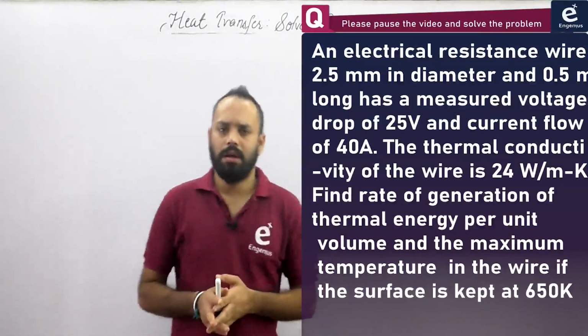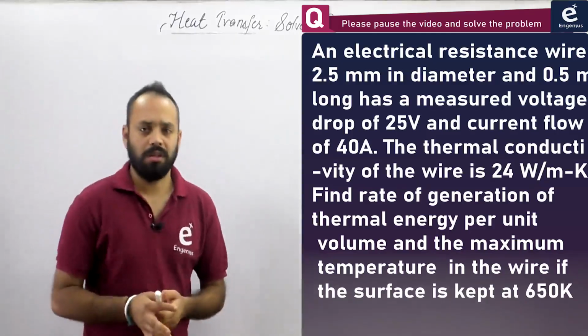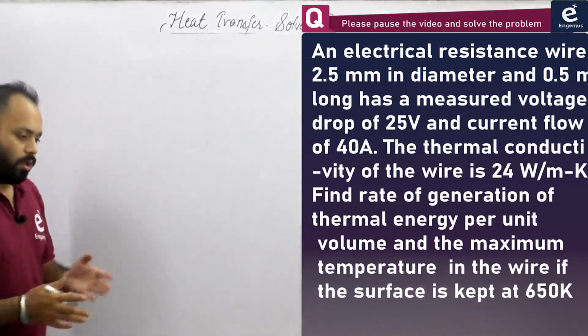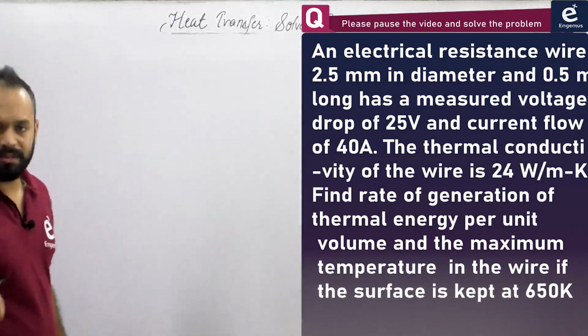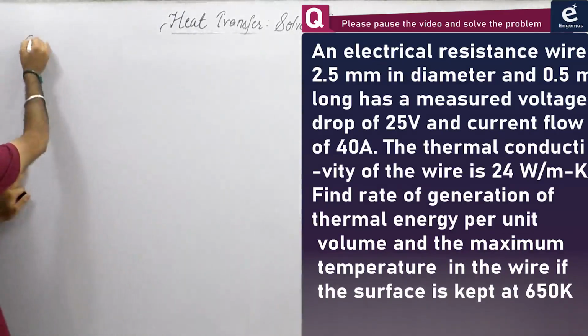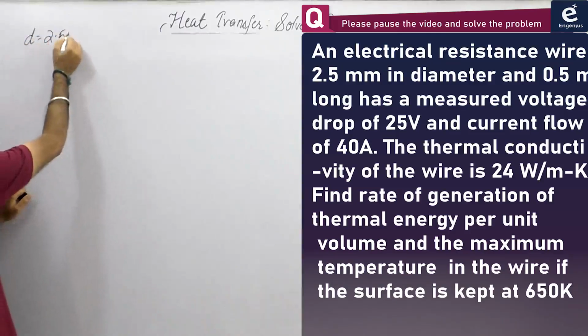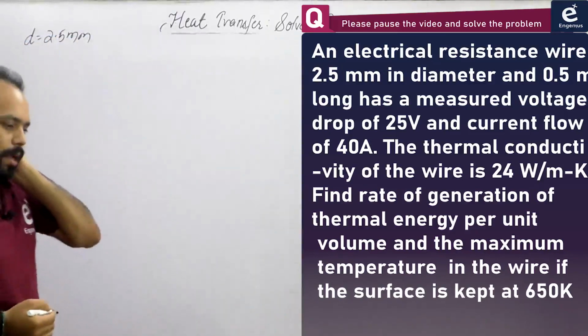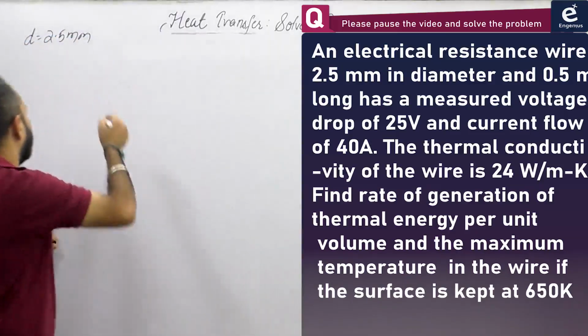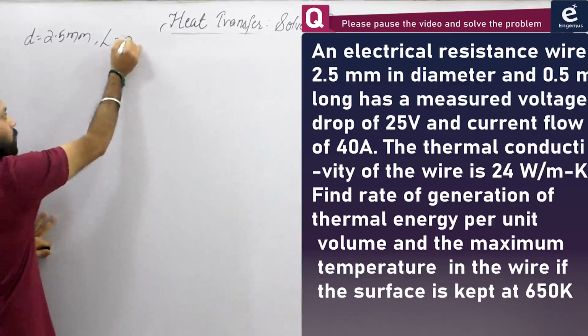Seventh problem देखते हैं. Again on the concept of generation of energy within a solid. The question says that an electrical resistance wire 2.5 millimeters in diameter. So D is equal to 2.5 mm, 2.5 millimeters in diameter and 0.5 meter long. So L is also given, that is 0.5 meter. ठीक है?